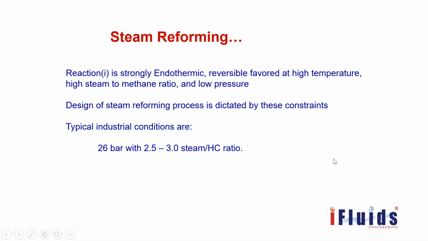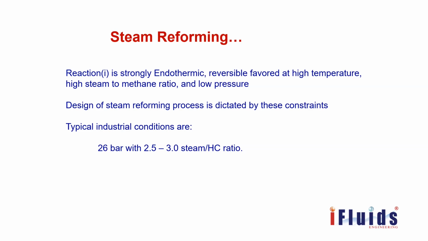Reaction 1 is strongly endothermic, which means we need to give a lot of heat. The design of the steam reforming process is dictated by these constraints. Normally the reforming reaction is favored at low pressure and high temperature, whereas we cannot maintain low pressure, because the PSA unit, the pressure swing adsorber for hydrogen purification, needs a certain pressure, as that unit operates based on pressure. Another reason is that the downstream units where we supply hydrogen also need hydrogen at higher pressure.